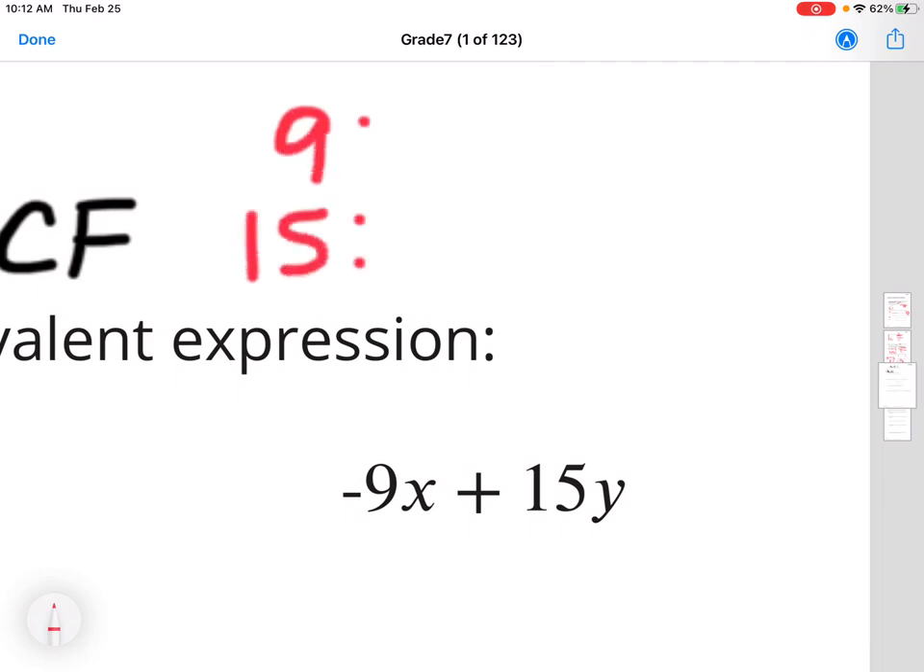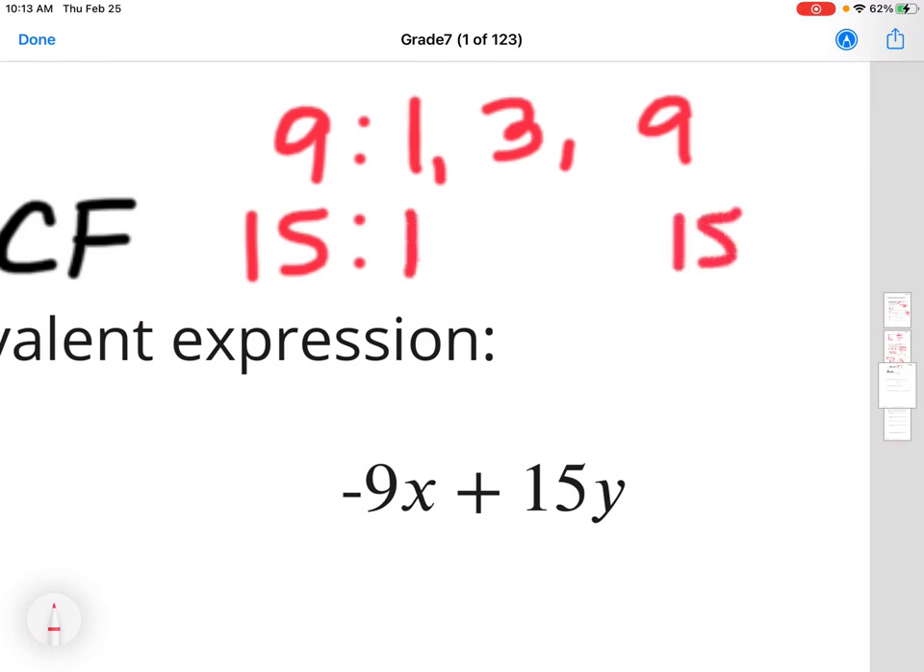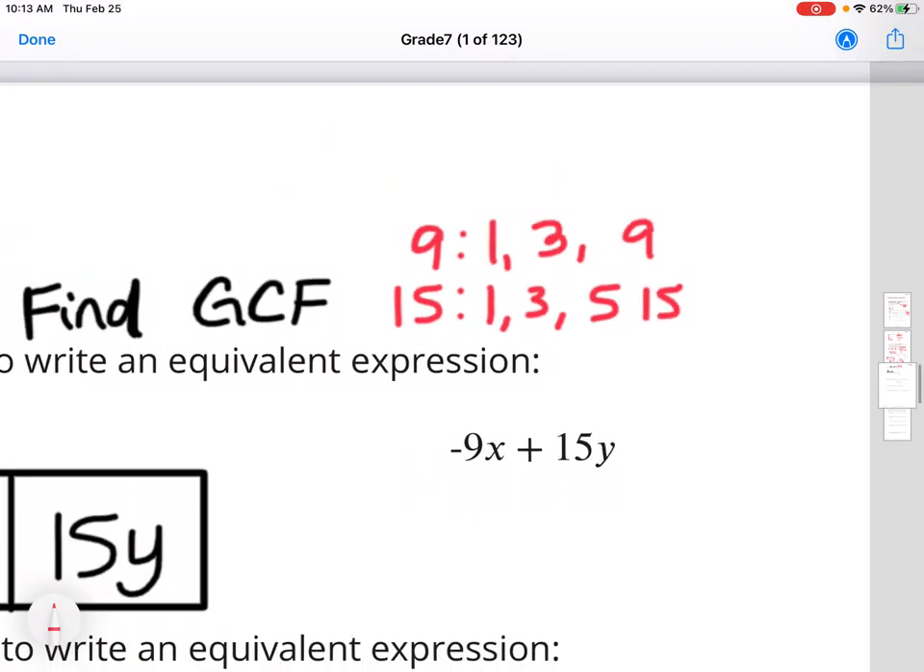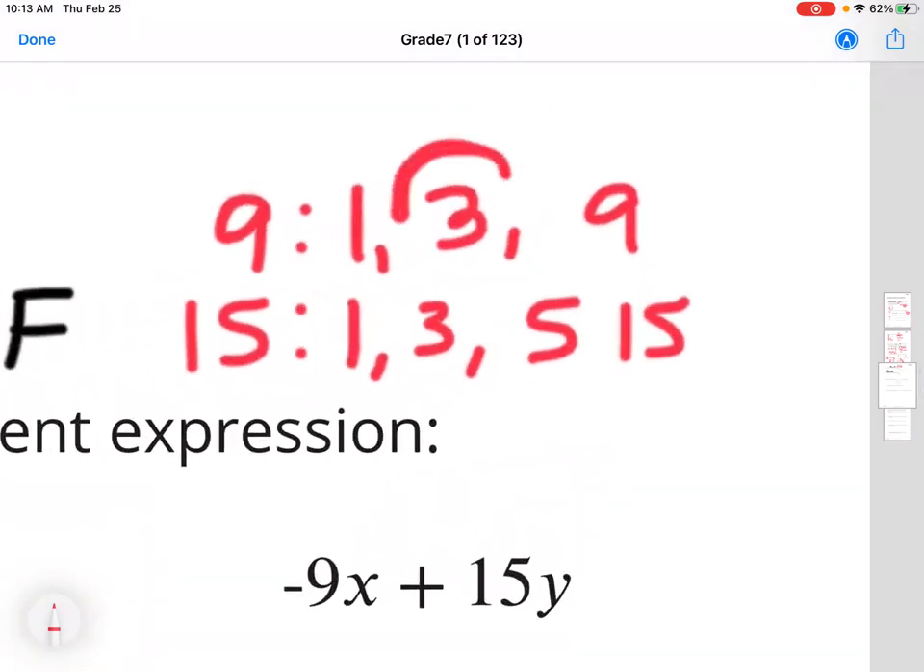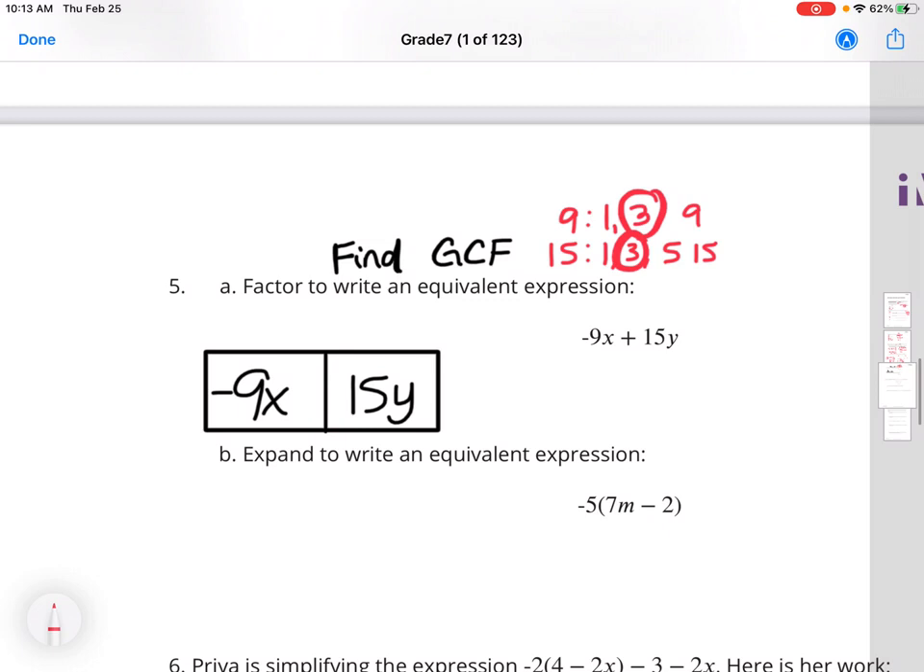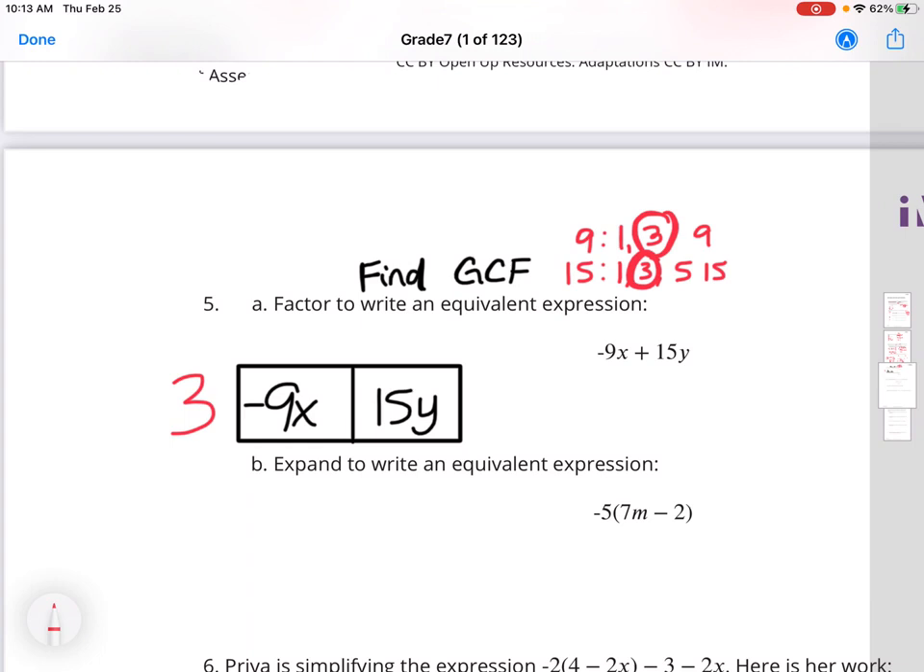So our two numbers are 9 and 15. I know 9, I can multiply 1 times 9. Can't do 2. And I know I can multiply 3 times 3. So my only factors of 9 are 1, 3, and 9. For 15, I can do 1 times 15, 3 times 5. And there is nothing else that I can multiply to get 15 as far as whole numbers go. So looking at my factors, the greatest number that they have in common is 3. So that means my greatest common factor is 3, and I'm wanting to divide 3 out of each of those.